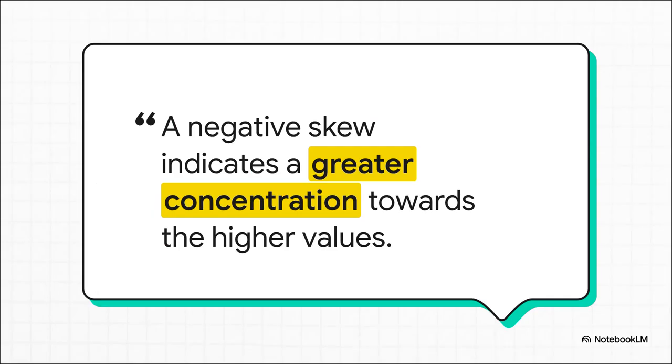Now, reading the skew can feel a little backwards at first. So this quote from our source text is super helpful. It says that a negative skew, where the tail points to the low numbers on the left, actually means that the bulk of your data is piled up at the high end. It's the few low numbers that are the outliers.